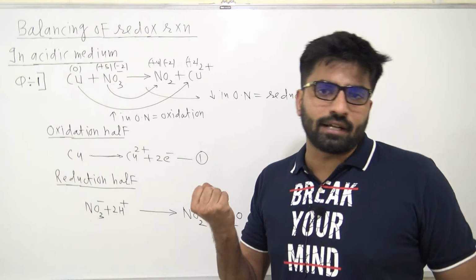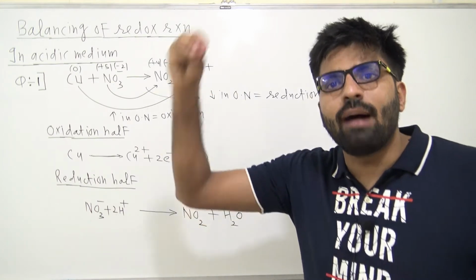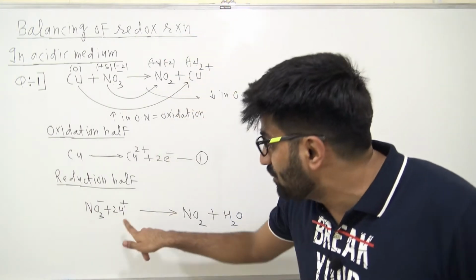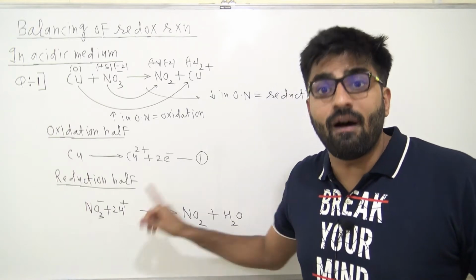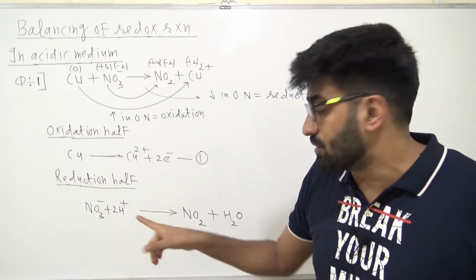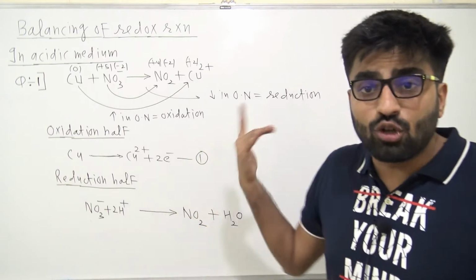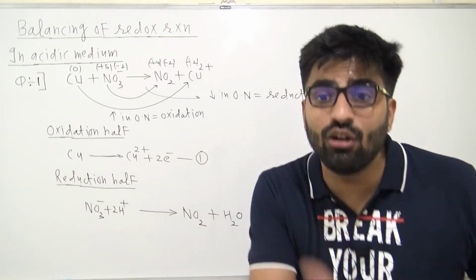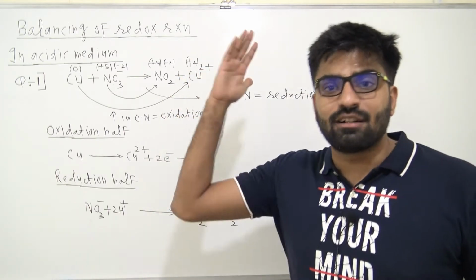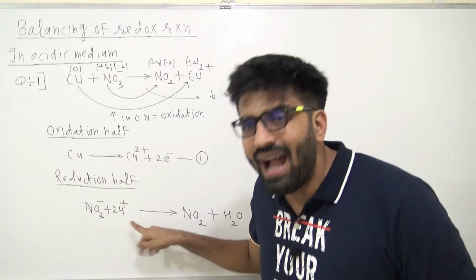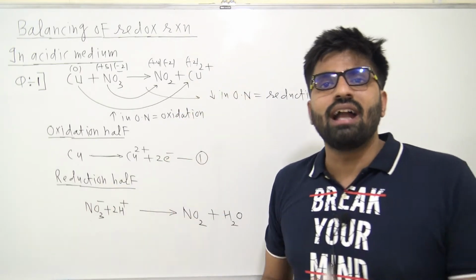Reduction is gain of electrons, so whatever electrons you have, you have to add on the reactant side. Why am I adding on the reactant side? Don't be confused about where we should add, reactant or product. Since it is reduction, and reduction is gain of electrons, to balance charge, the electrons I'm going to add on the reactant side.